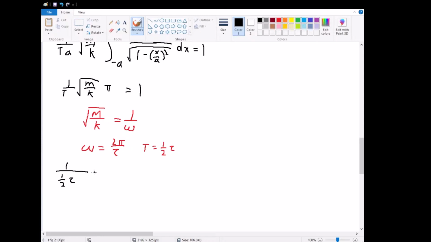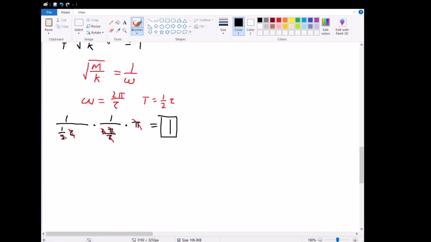And then we're multiplying by 1 over omega, which becomes 1 over 2 pi over tau. And then finally, we're multiplying by pi. So evidently, there are a few cancellations that happen here. First off, tau cancels with tau, 2 cancels with 2, and then finally pi cancels with pi, and this does, in fact, equal 1. So therefore, rho of x is, in fact, normalized.